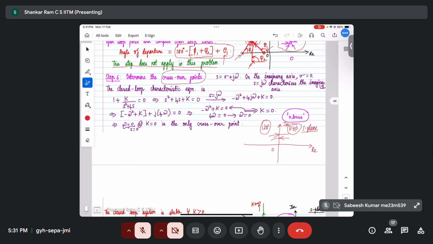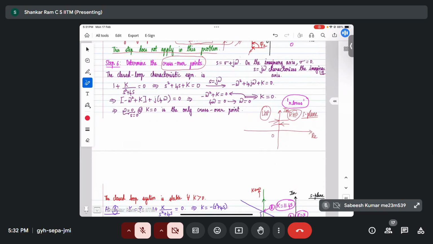Once again, all these terms have a lot of intuition. Why do you think it's called crossover? Because it is moving from the stable to the unstable zone or vice versa. It is crossing over from LHP to RHP or vice versa. That's why it is called a crossover point. Now, how do I figure out the crossover point? Please note, in general, s is a complex variable with the structure sigma plus j omega. But on the imaginary axis, sigma becomes equal to 0. So s equals j omega characterizes the imaginary axis. Please remember that. This is important even when we go to frequency response analysis.